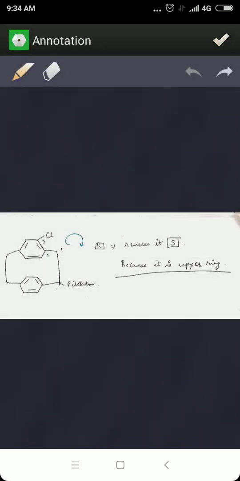So these are some of the examples for cyclophanes, RS configuration of cyclophanes.